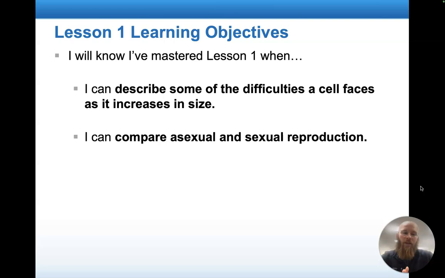We will know that we have mastered the necessary content of this lesson whenever we can describe some of the difficulties that a cell would face as it gets larger. So as the cell gets bigger in size, what are some of the difficulties that are going to occur? And then also we want to be able to compare what we mean by asexual and sexual reproduction, as we're going to be discussing both in relatively good detail.